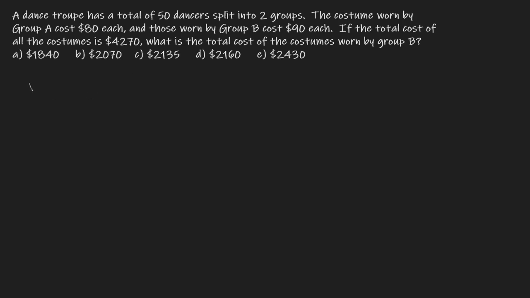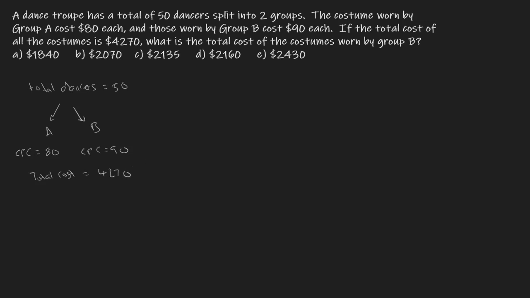So the total number of dancers, I want to put total dancers is 50, and they are split into two groups. So we're going to have group A and group B. Now the costume worn by group A costs $80 each, so I'm going to put cost per costume is 80 for A, and those worn by group B cost 90, so cost per costume of B equals 90. And finally, the final information given is total cost of all the costumes is 4270. So total cost equals 4270.